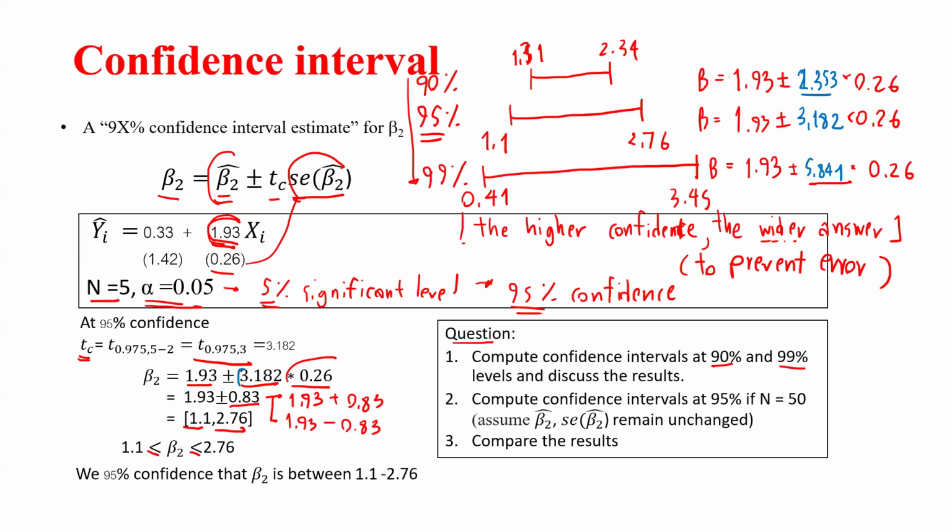Second question. How about a 95% confidence interval, but you have a larger sample? For example, n equal 50. So again, 95%, but n equal 50.